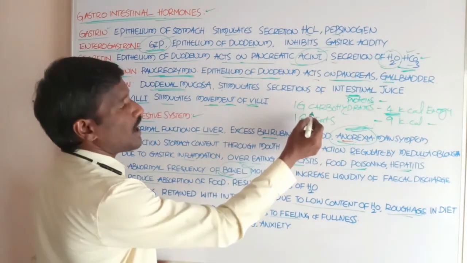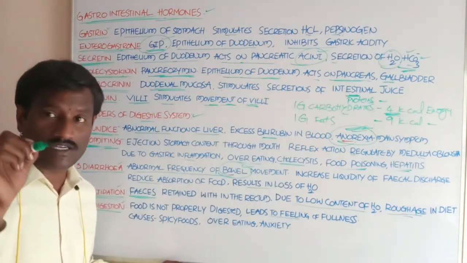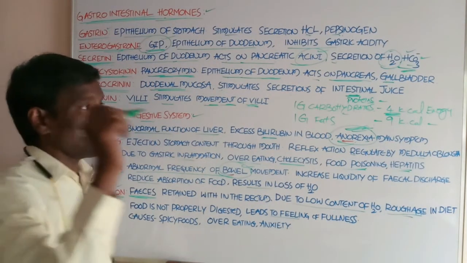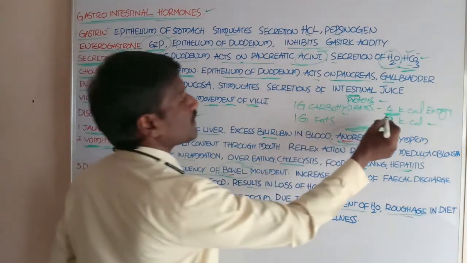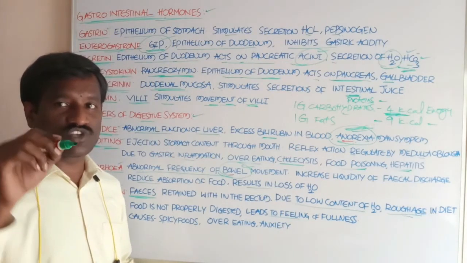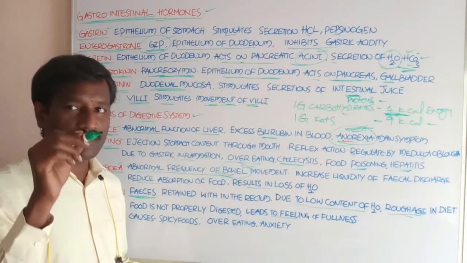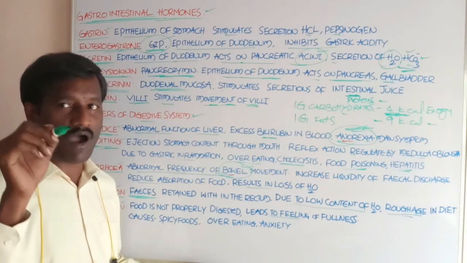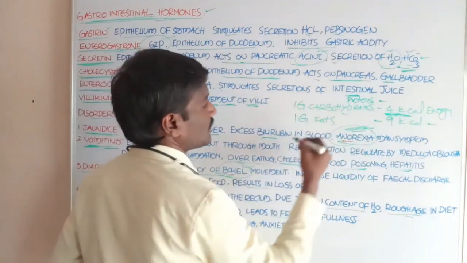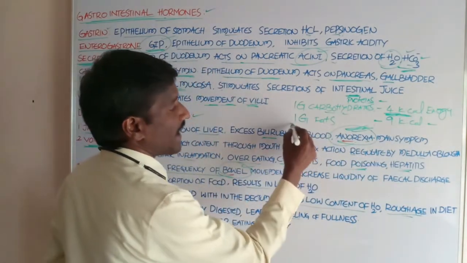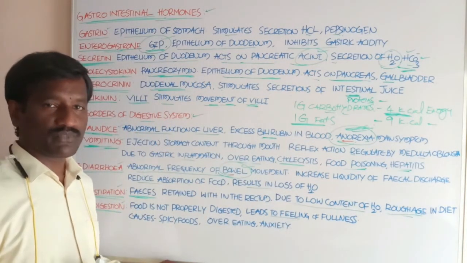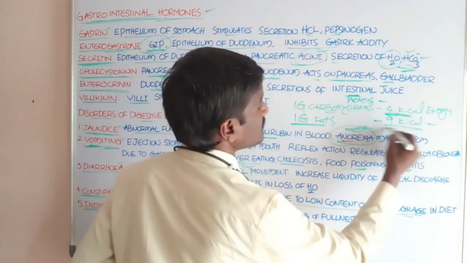Oxidation of 1 gram of carbohydrate yields 4 kilocalories of energy, and oxidation of 1 gram of protein yields the same, 4 kilocalories. Oxidation of 1 gram of fat yields 9 kilocalories of energy.